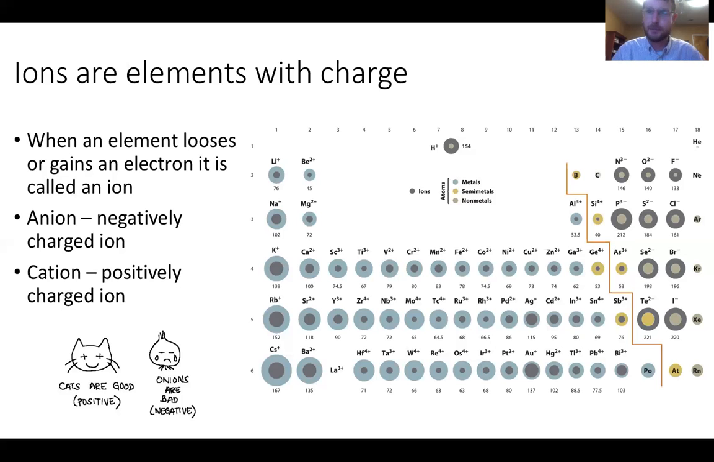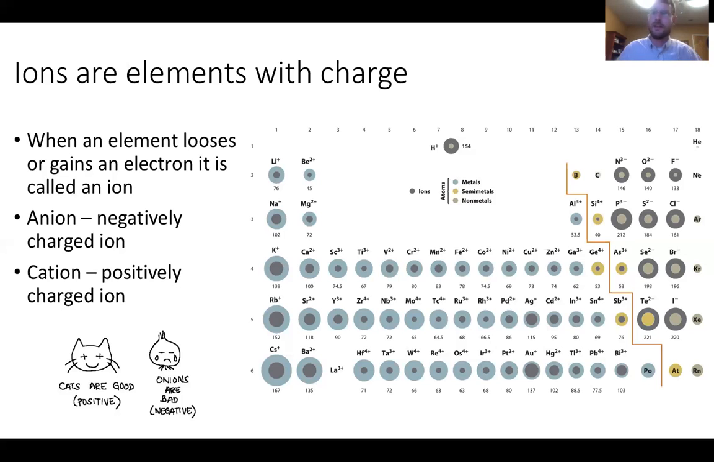So the way I explain this is that the nonmetals are the most unchristian elements in the periodic table because all they do is take. They take those electrons, they steal them, they take them, and they become a negatively charged anion.